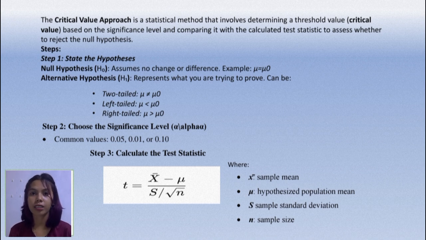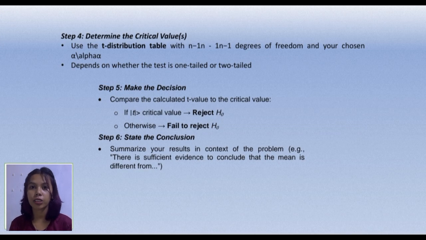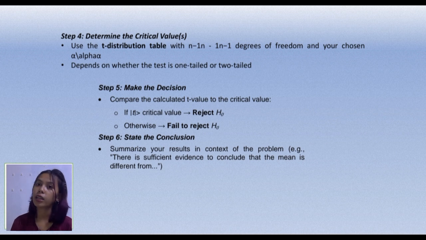Step 3 is calculate the test statistic, where this is the formula. X bar is the sample mean, mu is the hypothesized population mean, s is the sample standard deviation, and n is the sample size. So step 4 is determine the critical values. Use the t-distribution table with n-1 degrees of freedom and the chosen alpha.